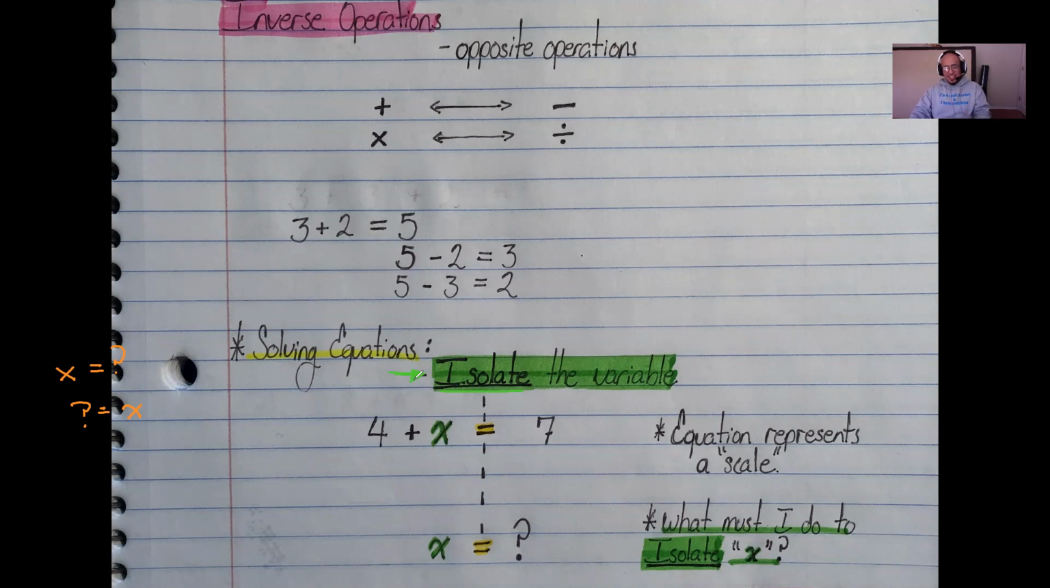And I'm going to keep saying that. I'm going to say it over and over again. I want you to dream about that phrase, isolate the variable, because that is so important. That is always what we're trying to do. So if you ever get lost, you're supposed to do something with an equation and you see a variable, just remember, isolate the variable. So what does it mean?